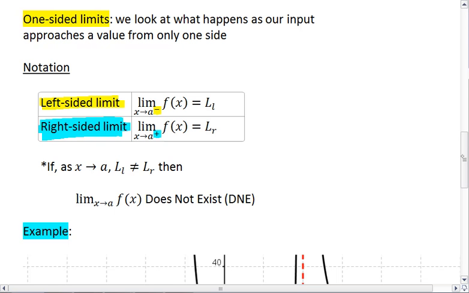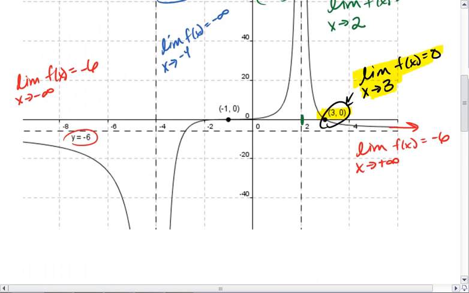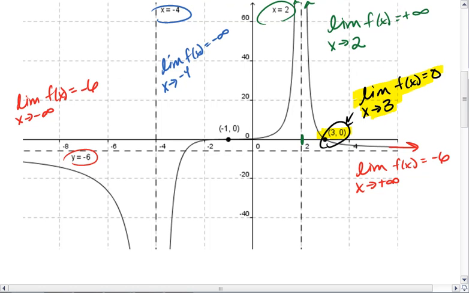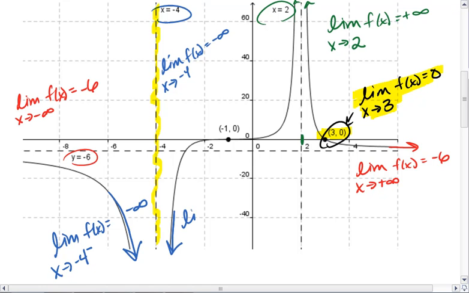Let's go back up to our graph. We see that at our vertical asymptote, we can look in particular at the left and the right. As we approach the vertical asymptote from the left, the limit as x approaches negative 4 from the left is still negative infinity. As we approach from the right, the limit as x approaches negative 4 from the right is also negative infinity.